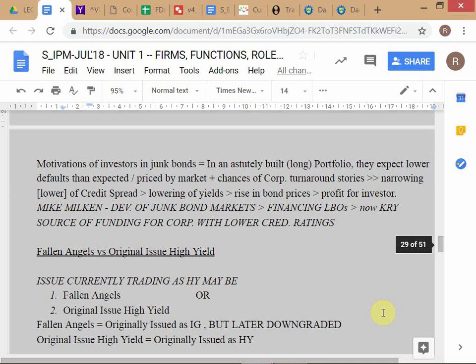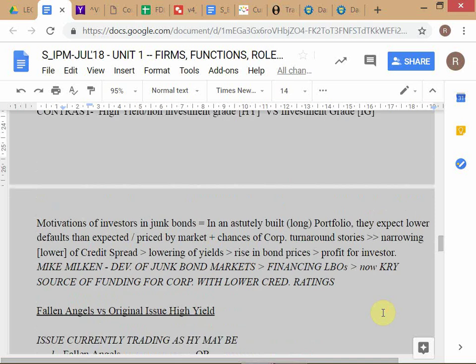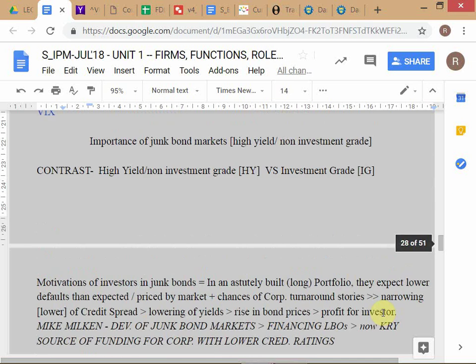What Michael Milken did was he did some research on junk bonds, and he found that essentially what the market does, kind of what Oaktree is doing, is the market oversells.